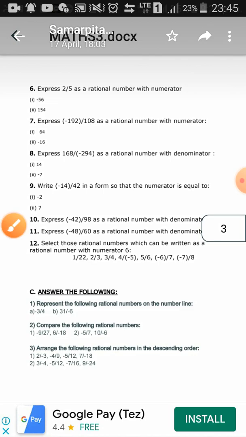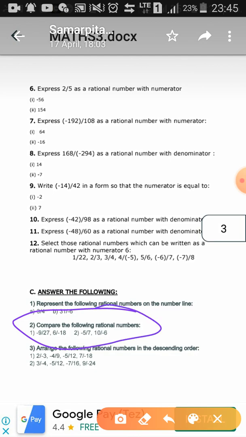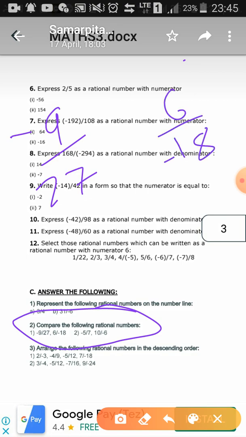Compare the following rational numbers. They are asking you to compare -9 by 27 and 6 by -18. So what you are doing is cross multiplying. What is 9 into -18? 9 into -18 is 162, positive 162, because minus into minus is plus.